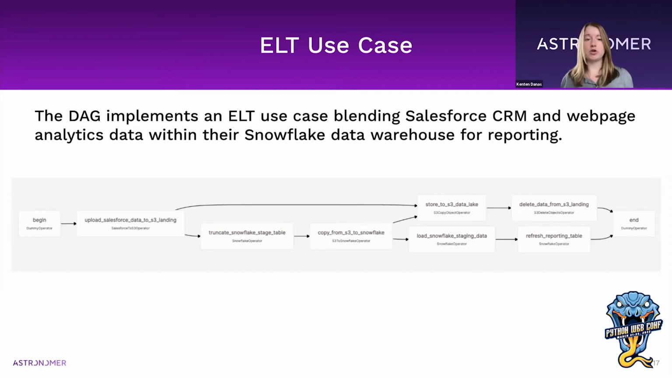So here I'm going to start with the graph of this ELT example DAG. This DAG extracts data from Salesforce, loads it into Snowflake by first staging it in S3 and copying it into a reporting table or a staging table, and then transforms the data within Snowflake by refreshing that reporting table. You'll notice that the data is also moved over here into a data lake in S3 for long-term storage. And there are tasks throughout to clean up after the process, like deleting data from the S3 landing and the Snowflake staging table. So this is a fully operational pipeline.